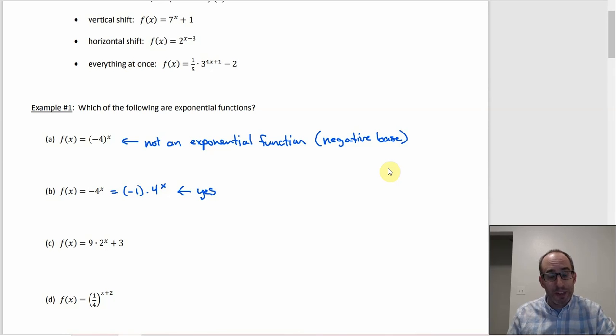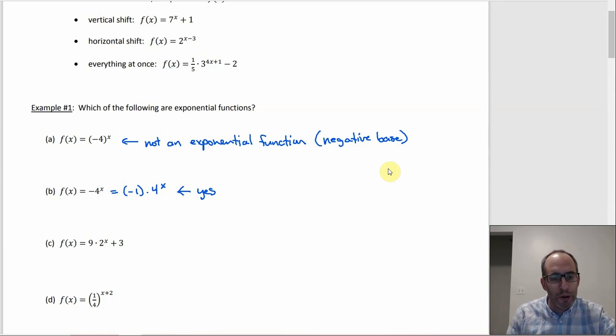Because we've got the base of 4, that's positive, and then x is up in the exponent where it's supposed to be. C has a lot going on. So, I guess if you were going to build it up from just a basic exponential function and then doing the transformations to it, you would start with the 2 to the x, and then you've got that vertical stretch, that multiplication by 9 out front. Then you get the vertical shift, the +3 at the end.